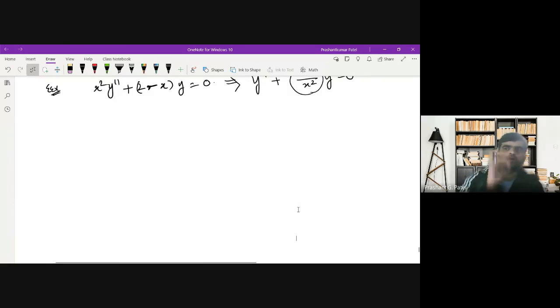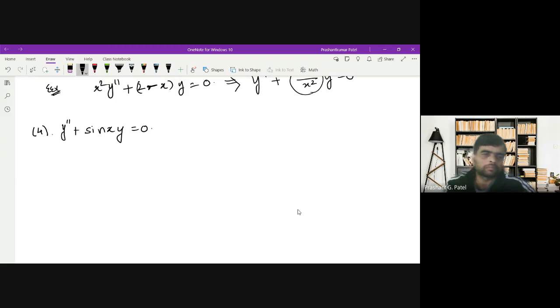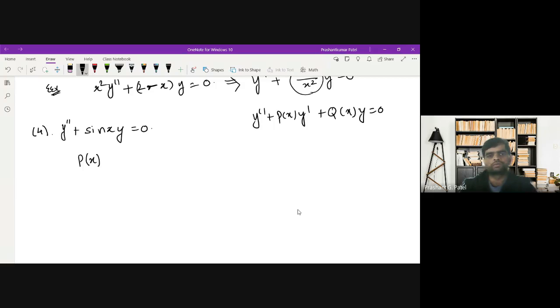Now let me give you one more example. y double dash plus sin x y equal to 0. This is the fourth example that I have taken. The question is to calculate the regular singular point for this. So it is obvious, by comparing with the standard equation y double dash plus p of x y dash plus q of x y equal to 0, p of x will give you 0 and q of x will be sin x.